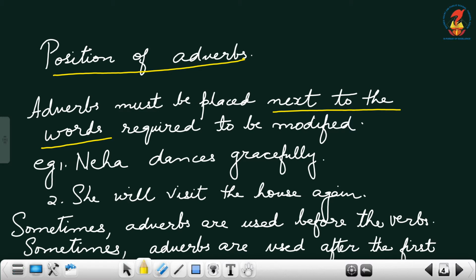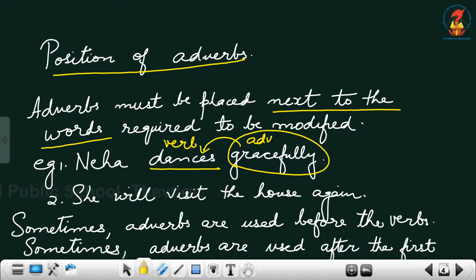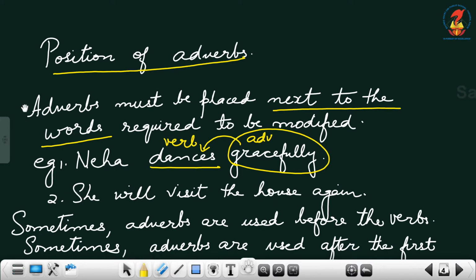Let's see some examples. Neha dances gracefully. Now, which is the verb here? This is the verb. And how does she dance? Which word describes her dance? That is this word, gracefully. So, gracefully is the adverb and it is describing this word dances. How does Neha dance? She dances gracefully. So, you can say the verb is coming in front and this adverb is coming after the verb. But of course, it is placed close to the verb which it is describing. Let's see the second example.